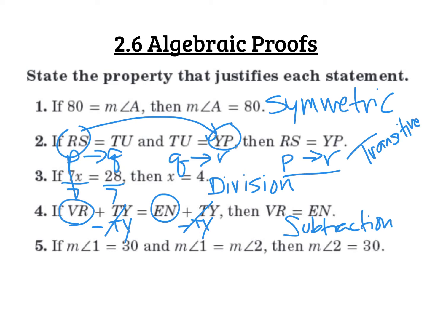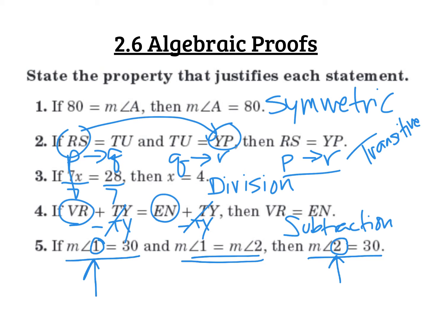This last one says if measure of angle 1 equals 30 and angle 1 equals angle 2, then angle 2 equals 30. So the way to think about this is I look at the first one. What is the difference between where you start to where you end? The difference here is that we were able to replace the 1 with the 2. Why did we replace the 1 with the 2? Well, because they're equal. Since they're equal, I can substitute in here the number 2 because they're congruent, they're the same.